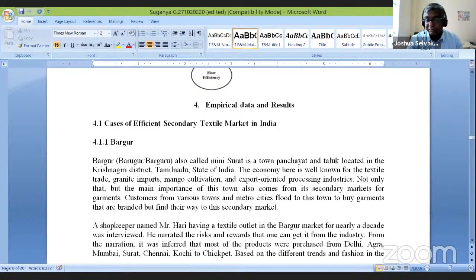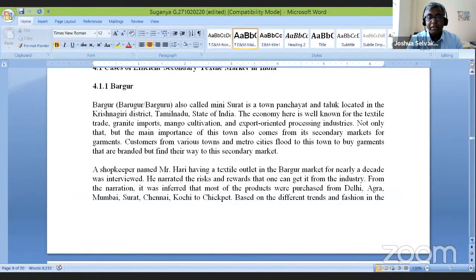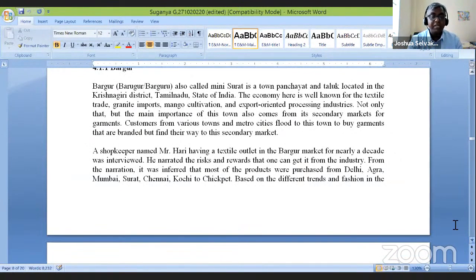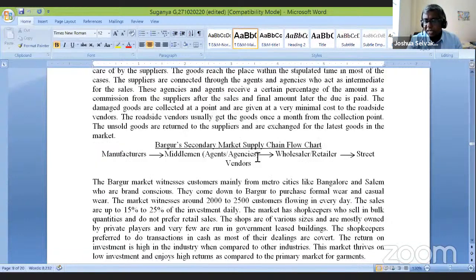And I have developed a flow chart for you to understand here, down here. Yeah, can you see here? I have given a flow chart here. From the manufacturers, it goes to the middlemen. These are usually agents or agencies. From the agents, it goes to the wholesaler or retailer, and down to the street market. So this is a secondary supply chain which goes to the street market, and this is how these branded products end up at the street market.